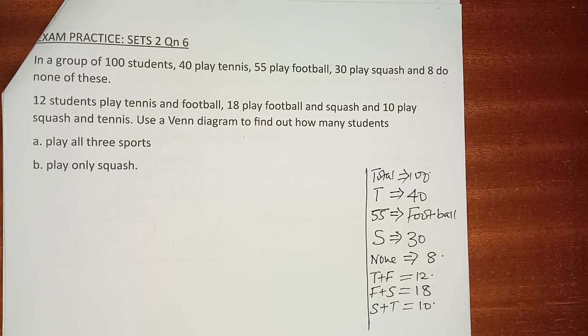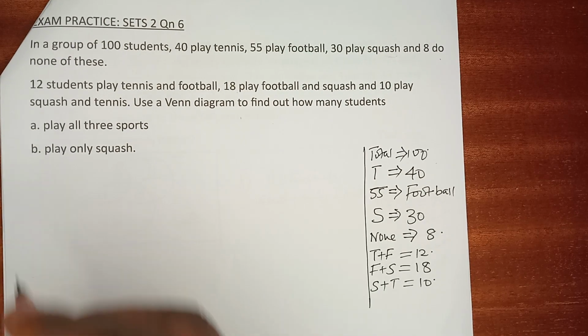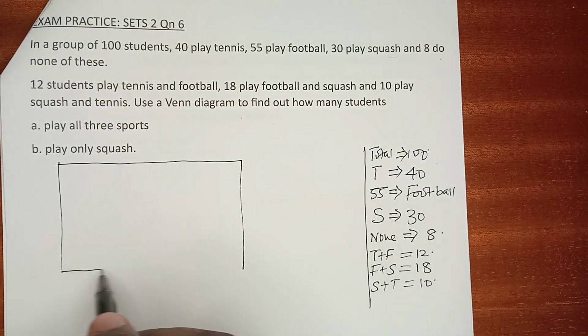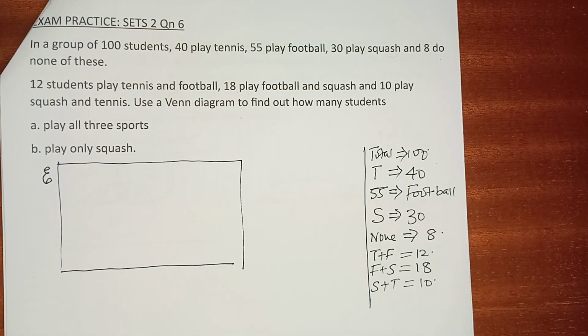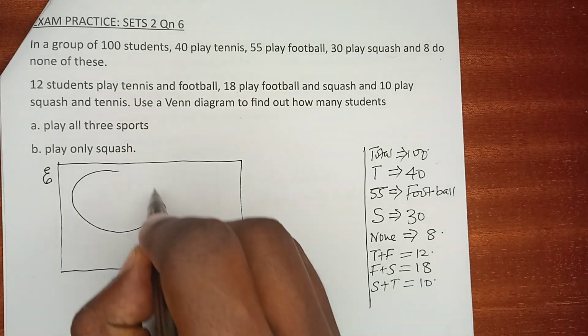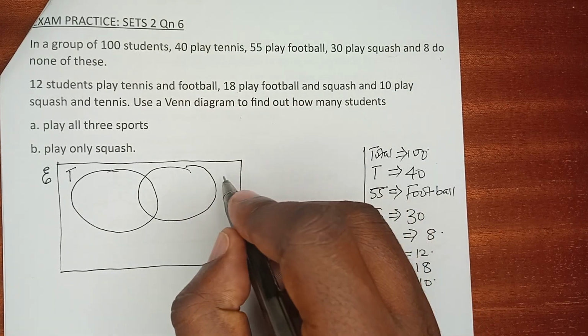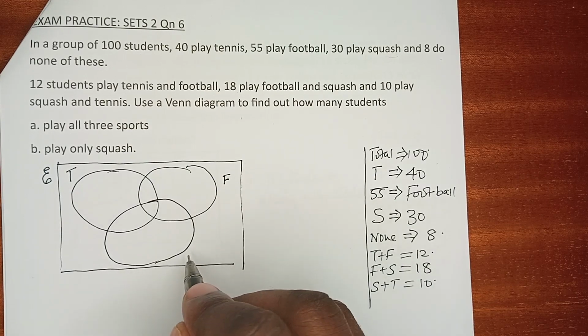Use Venn diagrams to find out how many students A, play all three sports, and B, play only squash. First of all, we have to have the universe of the Venn diagram. We must be having it here. This is universal. And within the universal, we must be having tennis. There are those who are doing tennis, there are those who are doing football, and there are those who are doing squash.